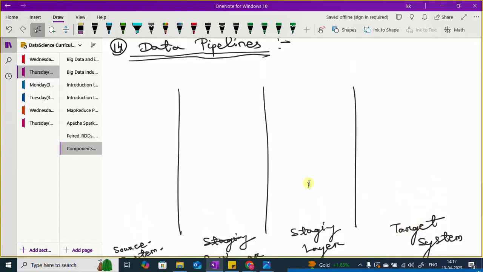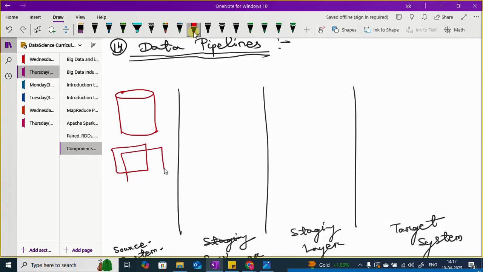As part of the source system, guys, what happens? Generally, think about this as my database. My data will come and store here. Or maybe it's a file system, or maybe it's a cloud, whatever it may be. My data will come and store into the staging layer.